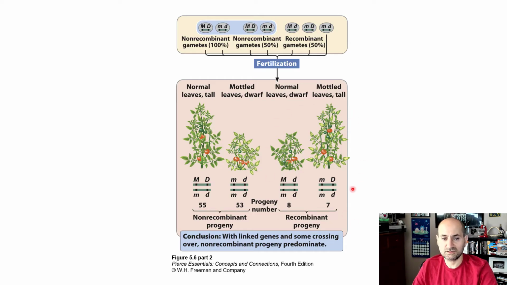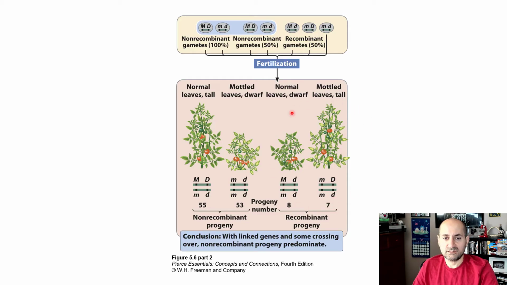We did see recombinations. But look, we see only 8 recombinations that are big M, little d, little m, little d. So these are normal leaves but dwarf plant. And we only see 7 that are mottled leaves tall. Okay, and so the fact that these ratios aren't 1/4, 1/4, 1/4, 1/4, the fact that you're not seeing an equal amount of all of these should automatically suggest to you that this is not independent assortment, that there's linked genes going on here.